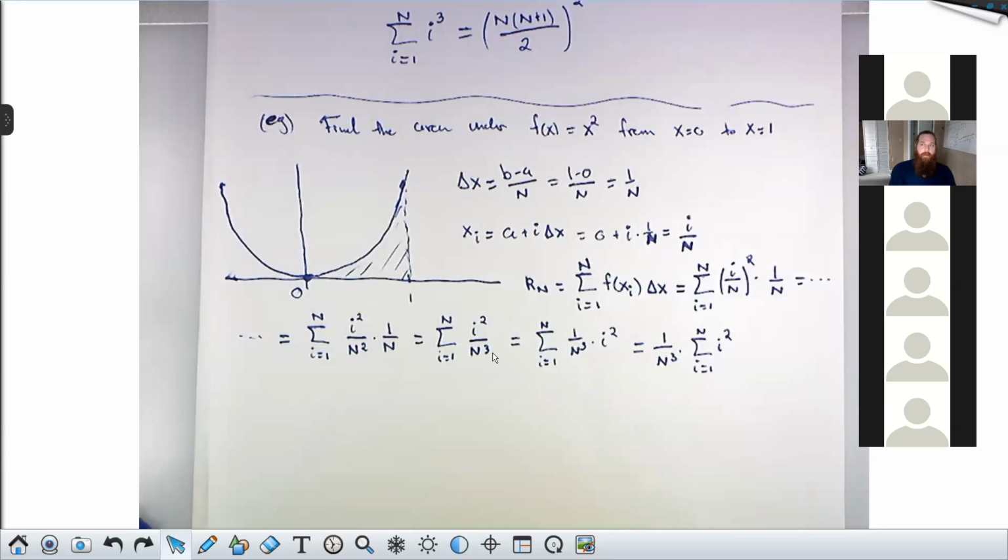How do we know f of xi is i over n squared? Is it because of the shape of the graph? Well, it's two things. So xi is i over n. That comes from my formula. Oh, I see. f of x is x squared. So I'm plugging this in here.